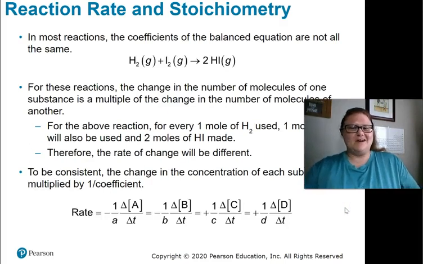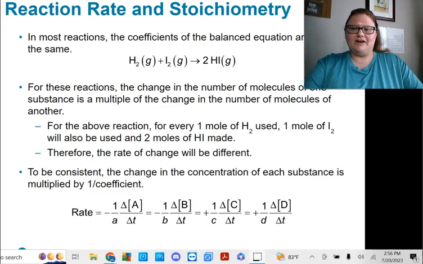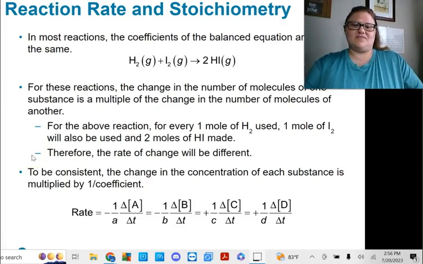But we want to use stoichiometry, don't we, to be able to figure out these specific reactions. So let's take a look here. It says in most reactions, the coefficients of the balanced equation are not all the same. You know that from Chem 1. We have an example from earlier that we're bringing back here. We're forming that HI gas. We have hydrogen and iodine, and we can see that our product has 2 moles, and each of our reactants is just 1. So that's going to alter the rate for these different substances.